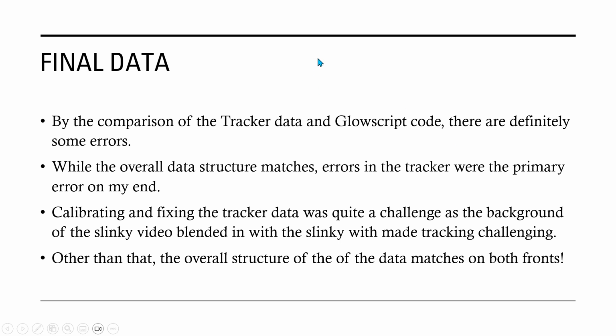So when we look at our final data, by the comparison of the Tracker data and the GlowScript code, there are definitely some errors. As you can see, the final data didn't exactly match the meters in both the Tracker versus the video. And this is mainly due to the errors in Tracker, which were like an error on my end, because while calibrating and fixing the Tracker data, it was quite a challenge as the background of the slinky video blended in with the slinky and made the tracking quite challenging, so the auto tracker wasn't working very well. And then other than that, the overall structure of the data matches on both fronts, with only a misalignment on the actual meters.